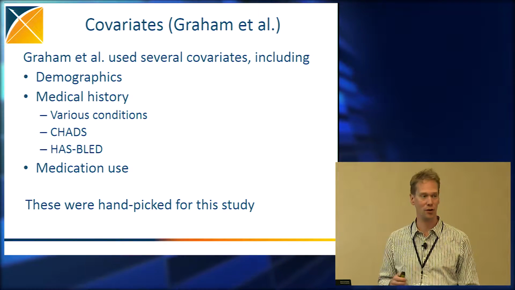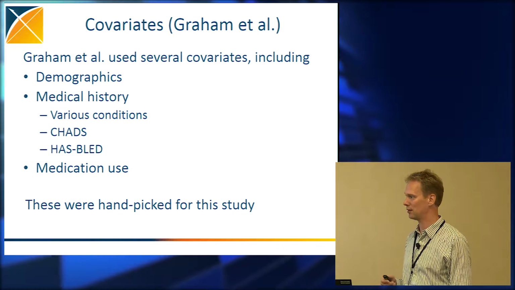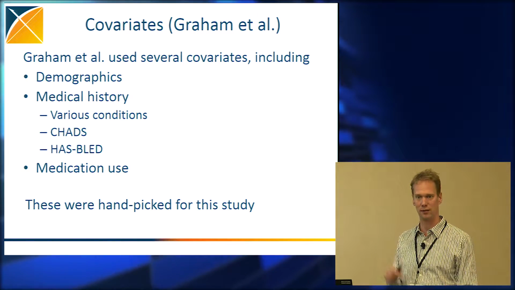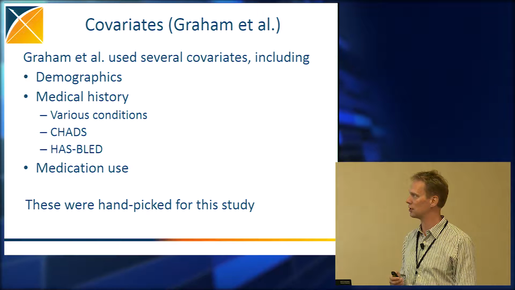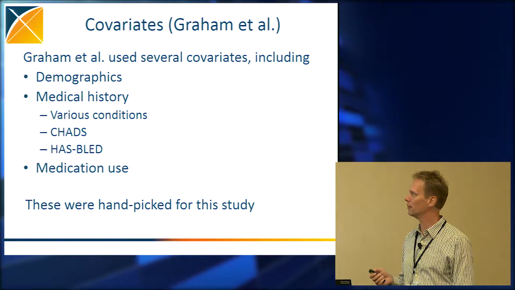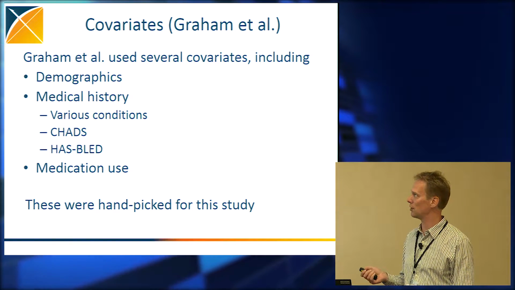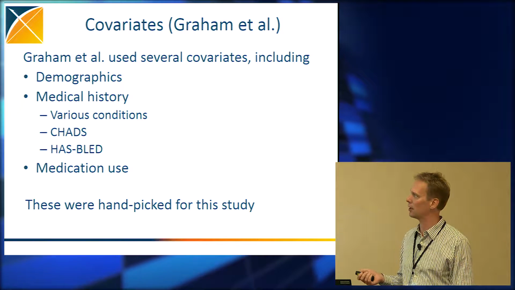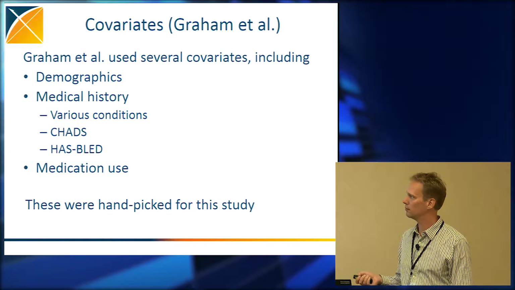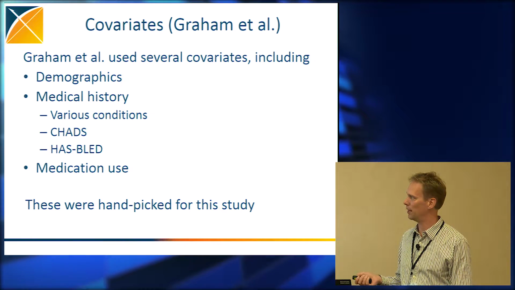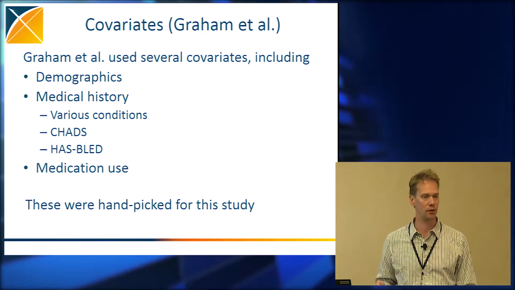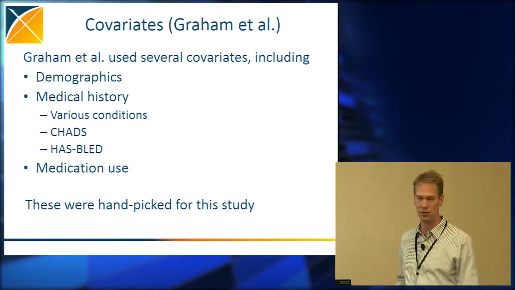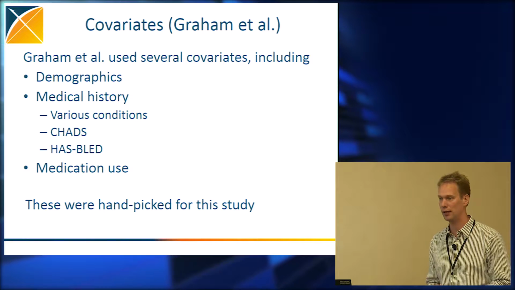But we also need to get covariates. And Patrick already showed you that he'd selected covariates that he was going to use in the study. That's because Graham used several covariates: demographics, medical history, a CHADS score, HAS-BLED score, and medication use, and he handpicked those covariates for this particular study. So that's what we're also going to be doing here.